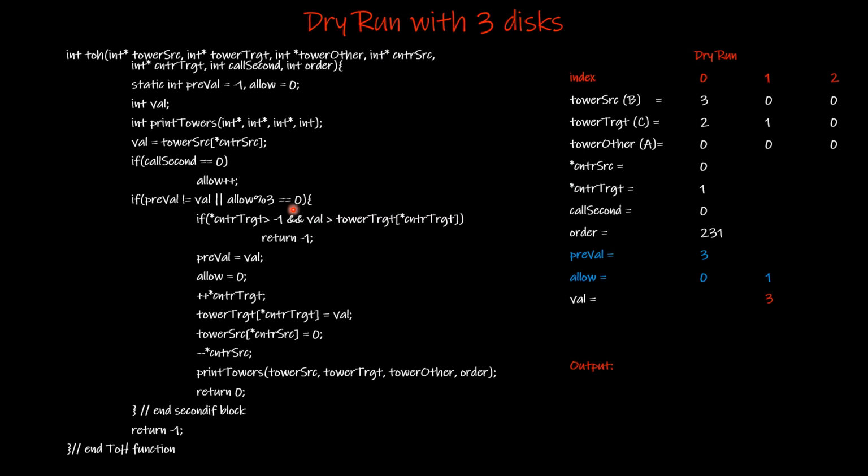Now what is happening is that this 3 was transferred from A to B in the previous call to TOH. Okay, so this was the latest disk to be transferred. We are in the same cycle, and therefore this value cannot be transferred in this particular call, and that is why this entire thing evaluates to false. Okay, and therefore the if block is not entered, right?